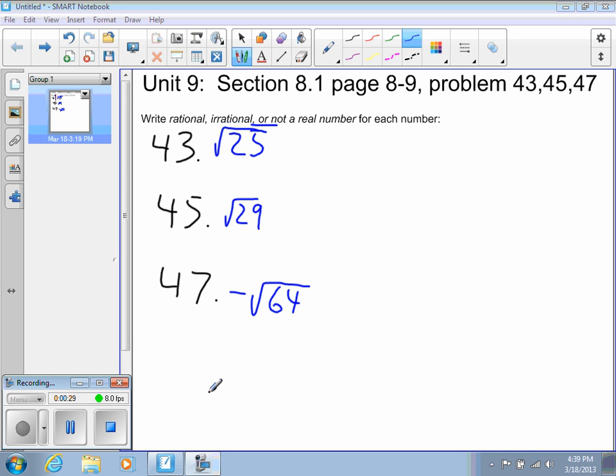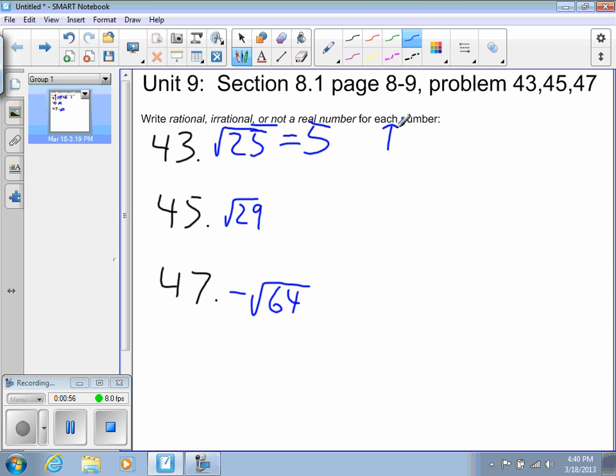Repeating decimals usually can be written as a fraction, but there are numbers out there that exist, but we can't write them as a fraction. Pi would be a good example of that you may be familiar with. Another example is many square roots. Now, if a number is a perfect square, like number 43 here, the square root of 25 is 5, right? If it's a perfect square, then the number is rational.